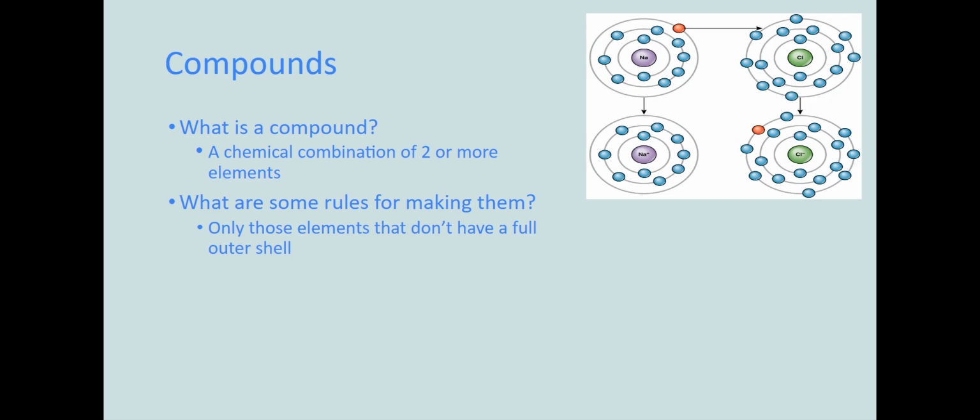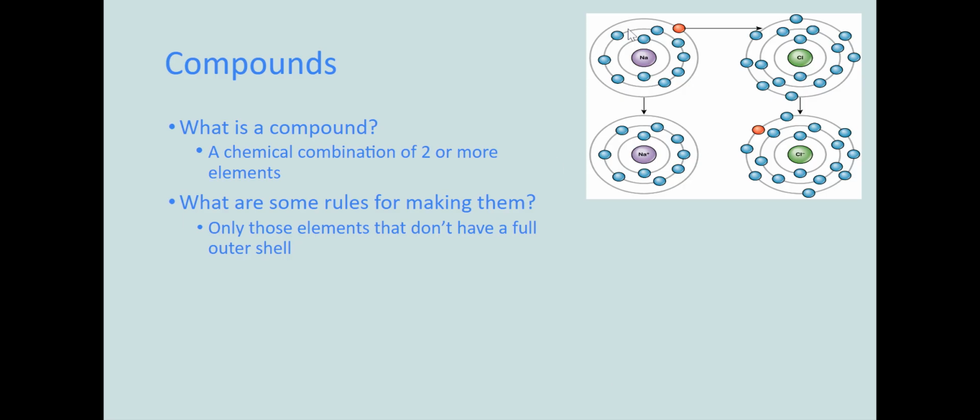All right. Compound. So what a compound is, this is when chemical combination happens between 2 or more elements. This again will happen through what's called chemical bonding. And the rule with this is that octet rule. The elements really want to be happy. They want to have a full outer shell.